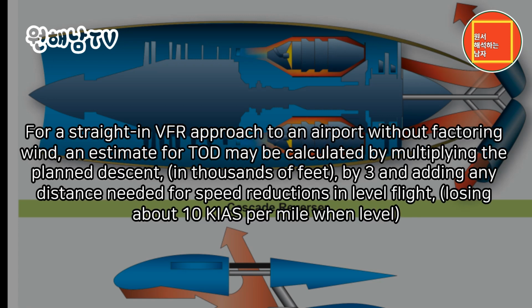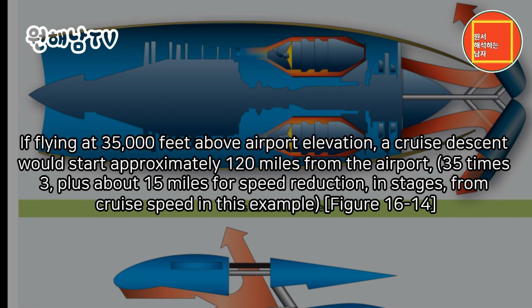For a straight-in VFR approach to an airport without factoring wind, an estimate for TOD may be calculated by multiplying the planned descent, in thousands of feet, by 3 and adding any distance needed for speed reductions in level flight, losing about 10 km per mile when level. If flying at 35,000 feet above airport elevation, a cruise descent would start approximately 120 miles from the airport, 35 times 3, plus about 15 miles for speed reduction, in stages, from cruise speed in this example.